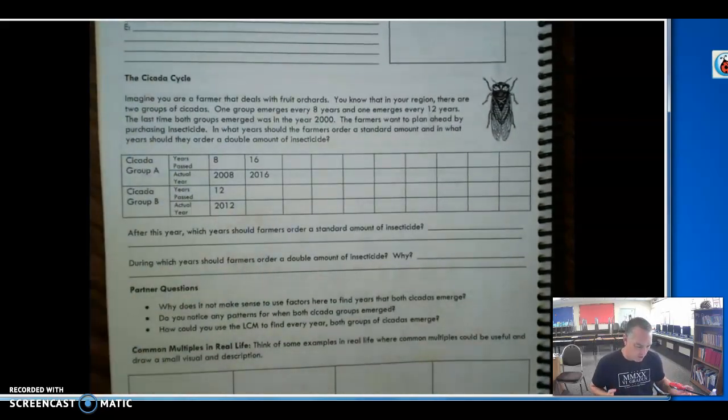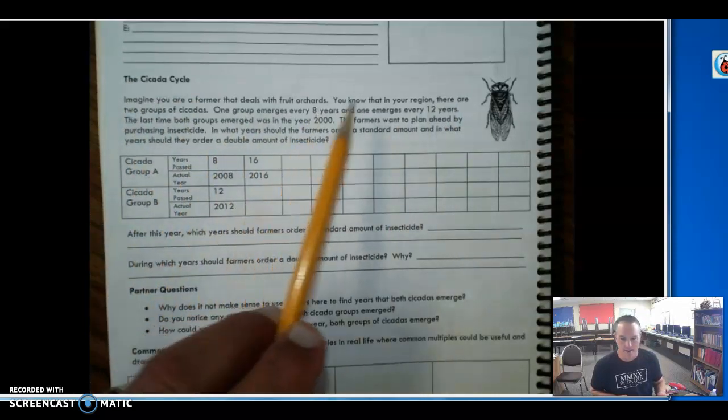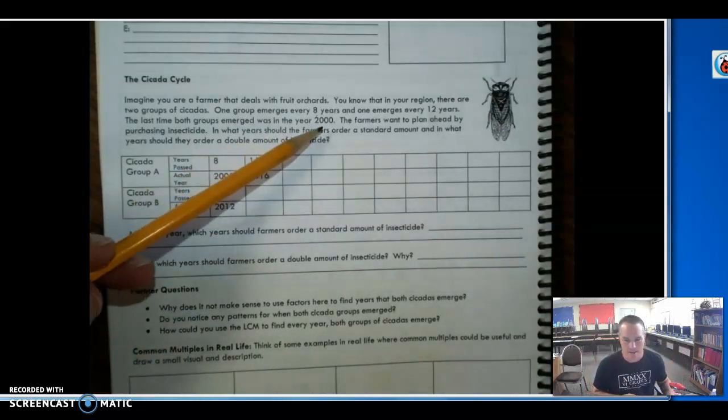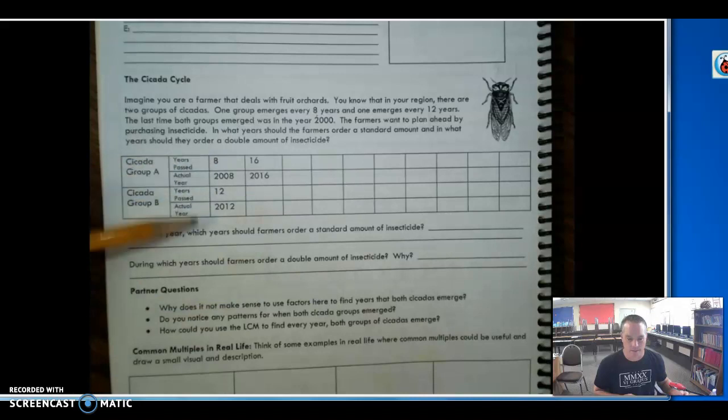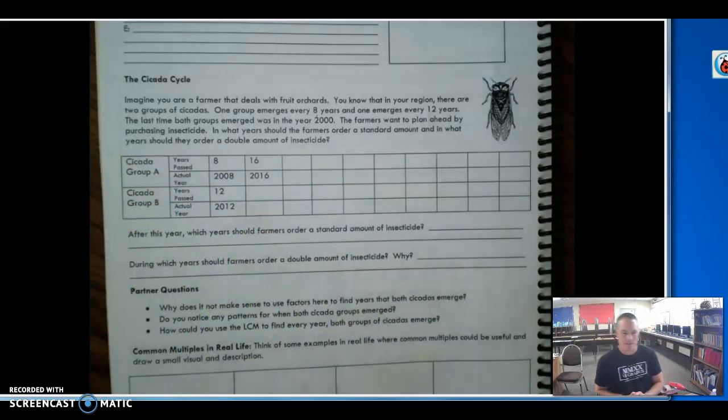So you're a farmer who deals with orchards. You know that in your region there are two groups of cicadas. One group comes out every 8 years and the other comes out every 12 years. They come out to lay eggs and then they basically die. And we're going to say that year 2000 was the first year, and farmers want to plan ahead by purchasing insecticides. So these are really farmers that like to be ahead of things.